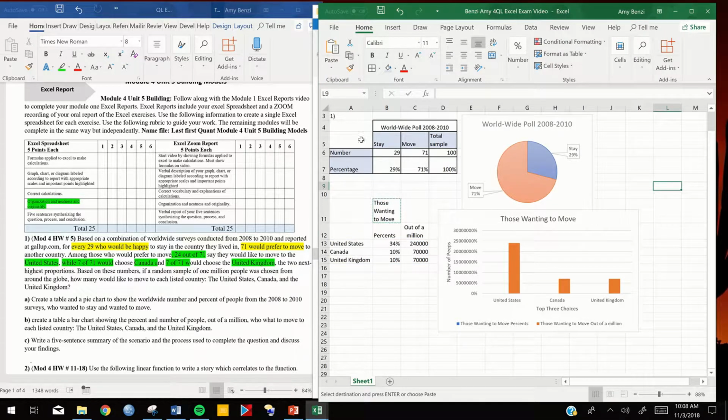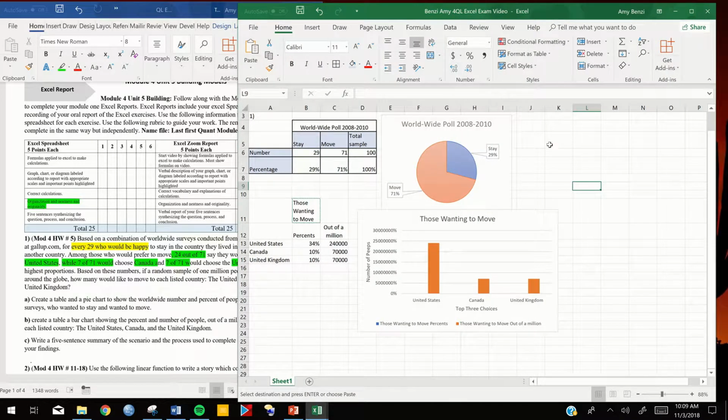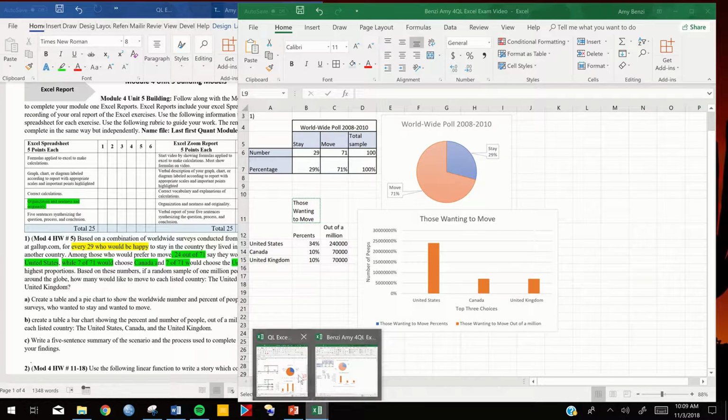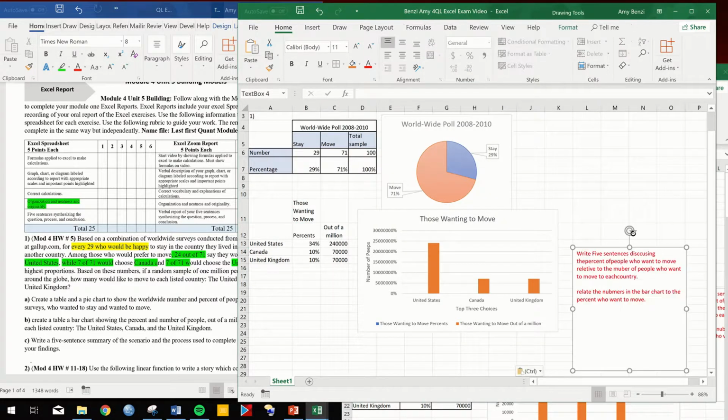And then, of course, I would want to add a text box over here. I actually have already done all of this, so I'm just going to grab this and insert it.